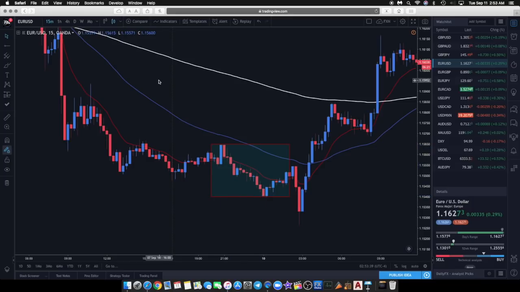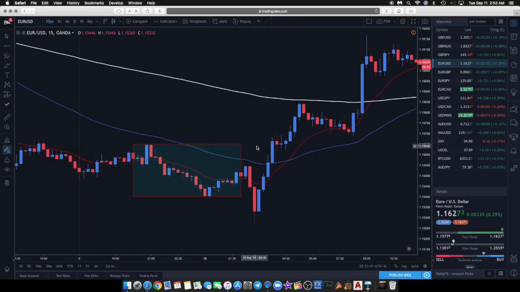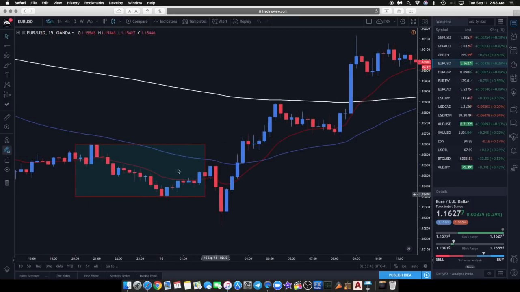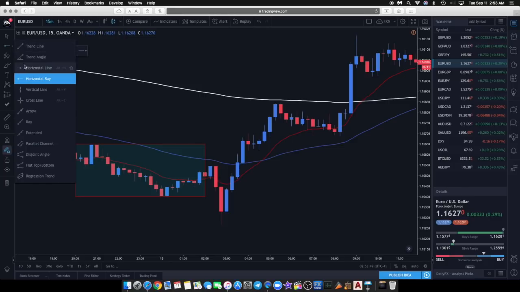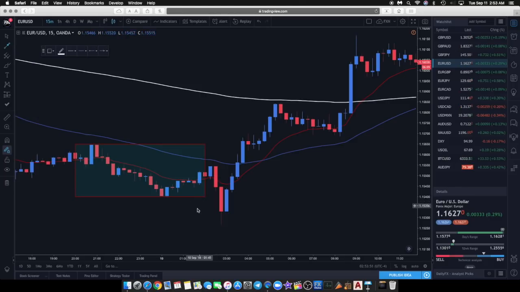Okay, so check out what happens, right? Right after Asian session, guess what happens? We have our false move, right, which is right here with these two candles. So this candle here, that candle there. Most of the time, it's 3 candles. Sometimes it's 2 candles. It just depends, right?